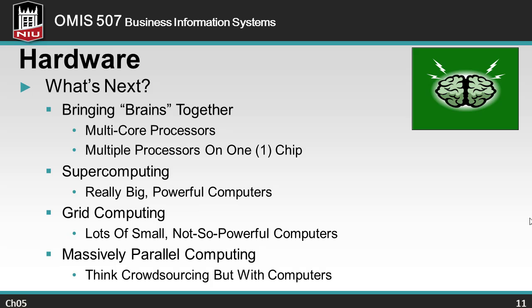The next evolution of computer hardware will include multi-core processors where a CPU can perform multiple tasks, along with continued growth of supercomputers. We will see continued growth of grid computing along with parallel computing. These technologies will continue to evolve as our computing needs increase in the future.